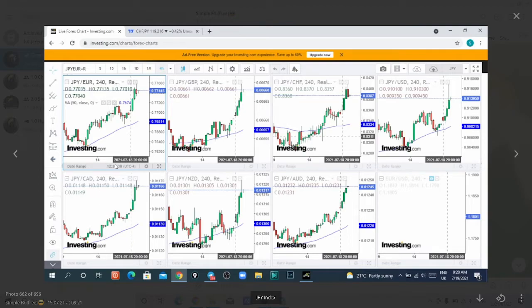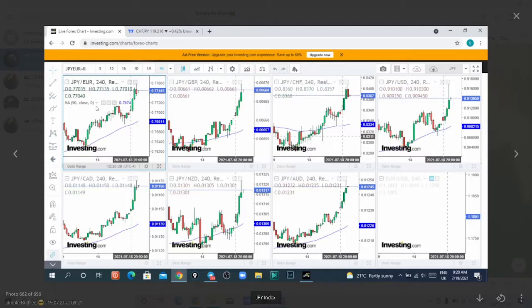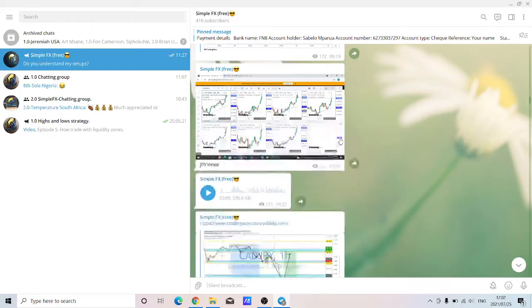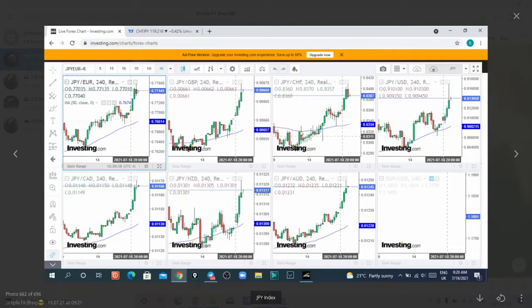So for us to win on Swiss versus JPY, we needed to see the JPY index pushing to the downside. But the trade ended up winning, even though our correlation was not lining up with us. It was lining up with us on the 15-minute time frame. This is on the H4, as you can see here.